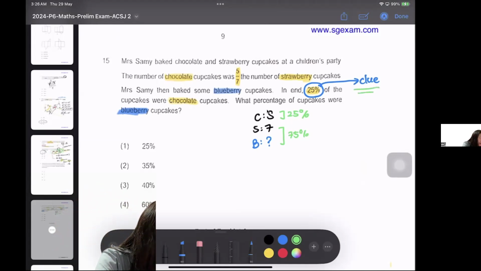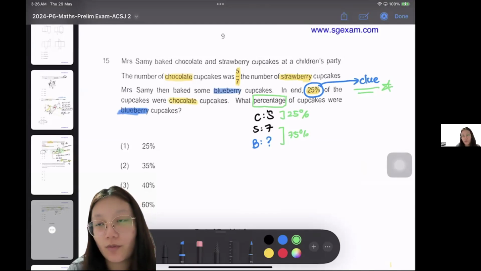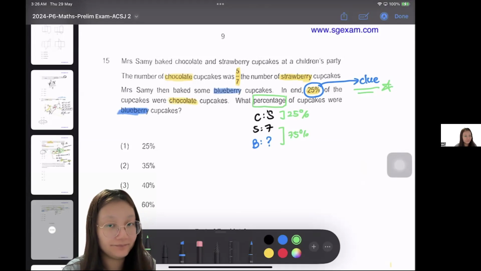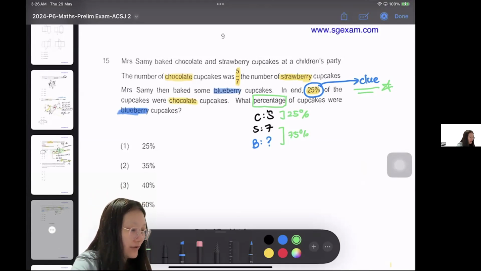Very important clue because this 25% will tell you how many percent of blueberry there is, which is how you find it, okay? So the question is not about the number of blueberries, it's about the percentage of blueberries. So what you have to do is now you have 75% equals to strawberry plus blueberry. You need to find the percentage of strawberry. Okay, so how do you find the percentage of strawberry?